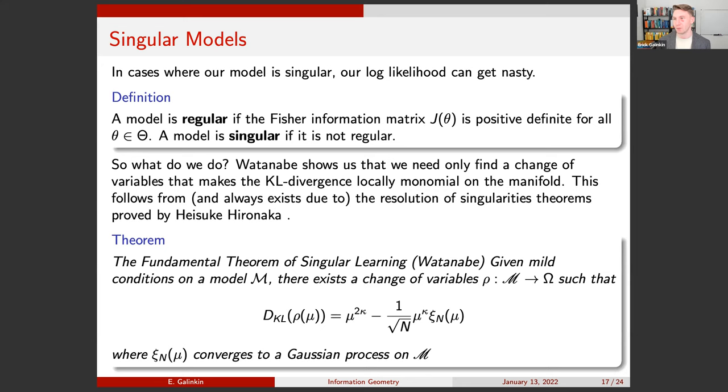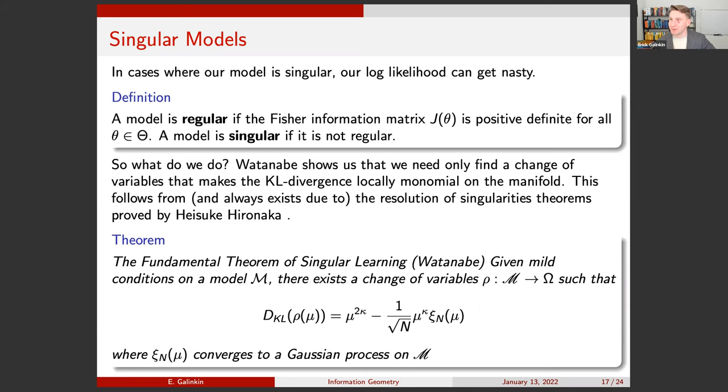So one really cool thing is that Watanabe found that we actually only need to find a change of variables that makes the KL divergence monomial on the manifold, right? So that lets us resolve all of these singularities. Hironaka proved a bunch of stuff in algebraic geometry that I'm not even sure I understand, but it follows from this work that we can always find a change of variables that lets us turn our KL divergence into a polynomial in one term, right?